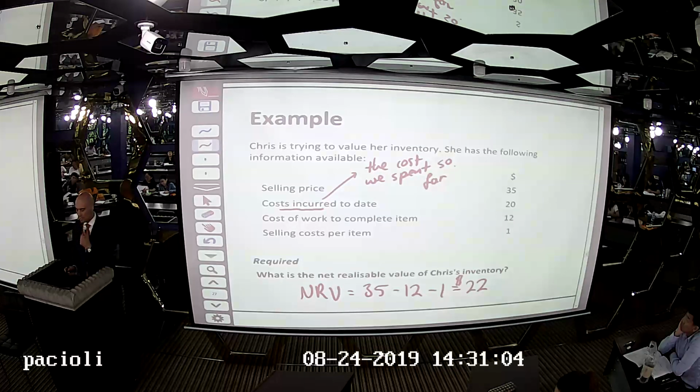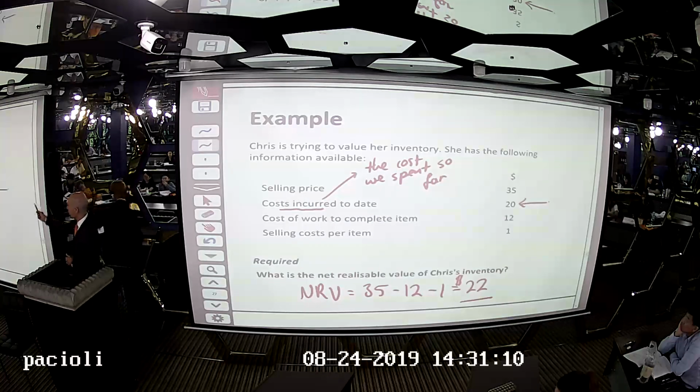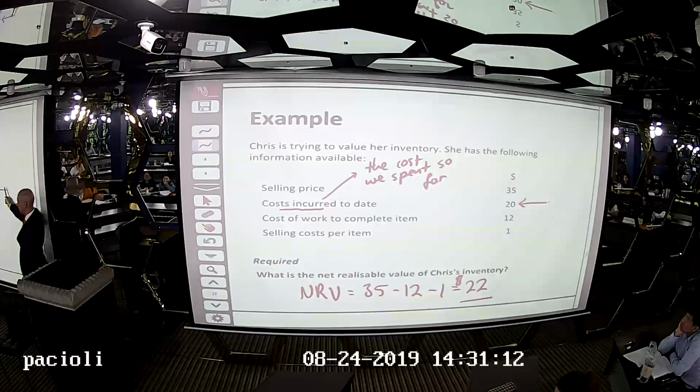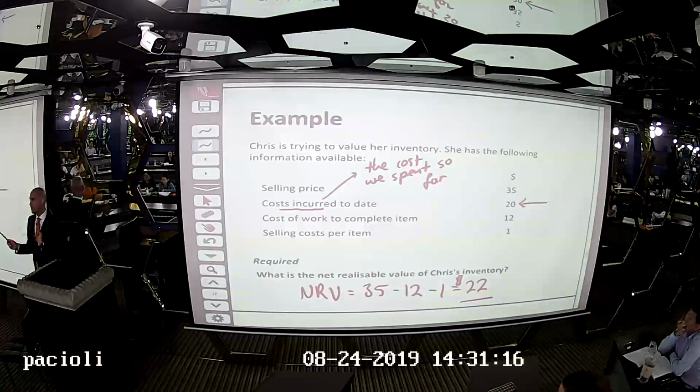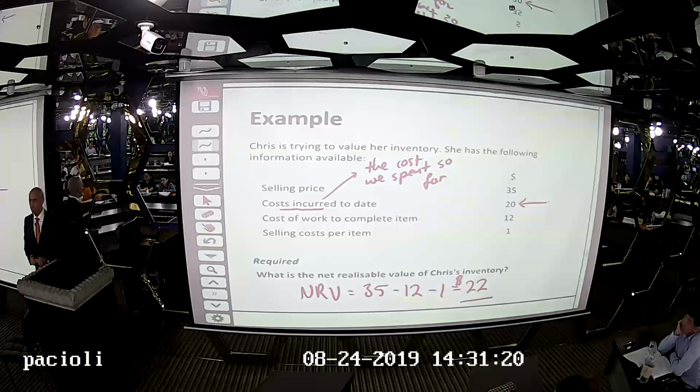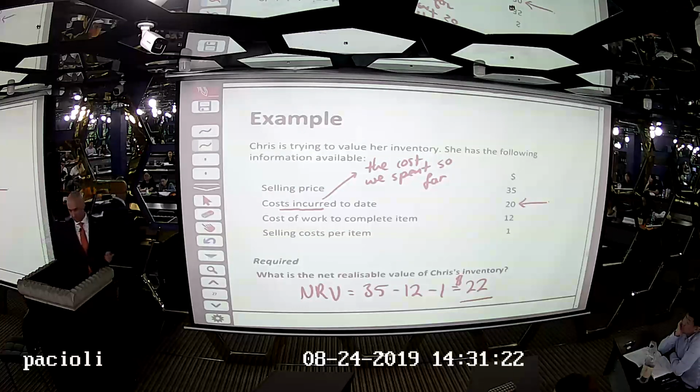So here the net realizable value is 22. The cost is 20. So the cost is smaller. Do we have a write-down? No, no write-down. We only have a write-down if the net realizable value is smaller. But in this case, the net realizable value is bigger than cost, so there's no write-down.